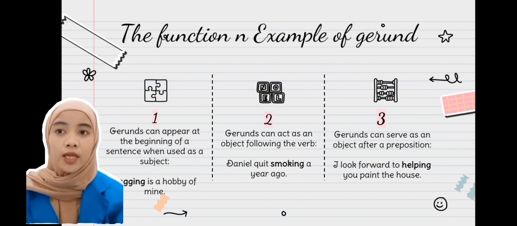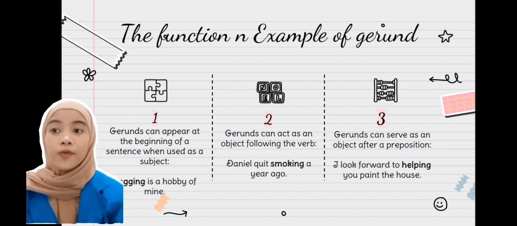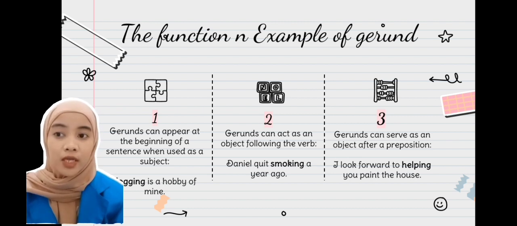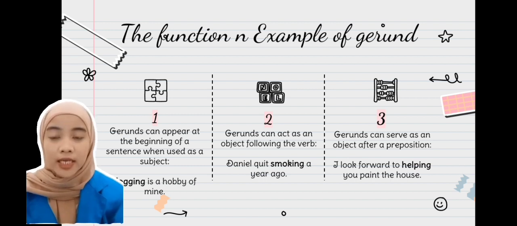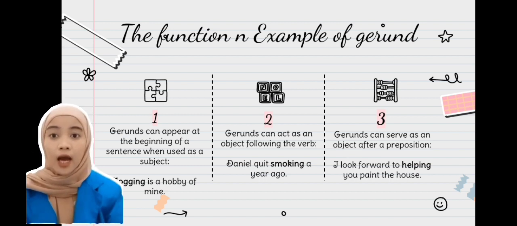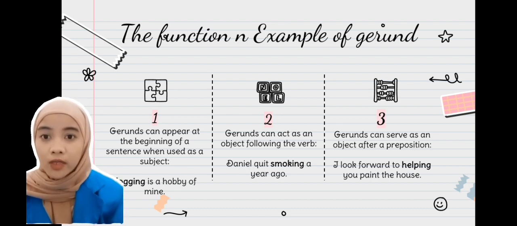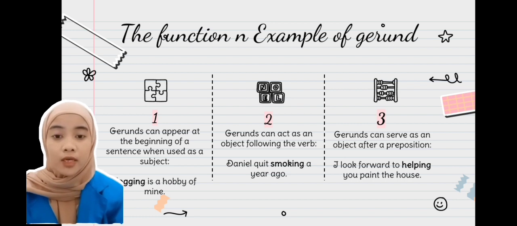The function and example of gerund. First, a gerund can appear at the beginning of a sentence when used as a subject. Example: jogging is a hobby of mine. Second, a gerund can act as an object following the verb. Example: Daniel quit smoking a year ago. Third, a gerund can serve as an object after a preposition. Example: I look forward to helping you paint the house.